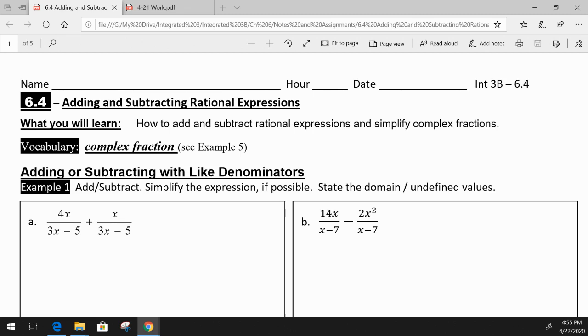Hello, in today's lesson, we are going to be adding and subtracting rational expressions. So you can see a couple examples here of rational expressions with like denominators. But before I continue and talk about adding and subtracting rational expressions, I want to go back to basic fractions.